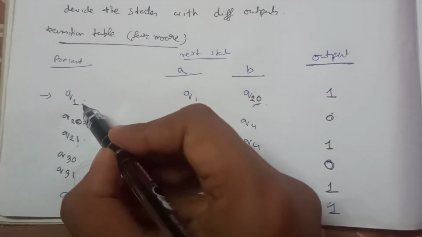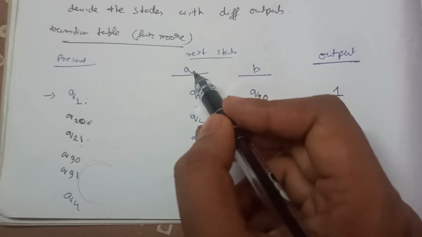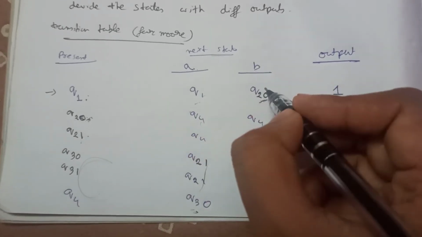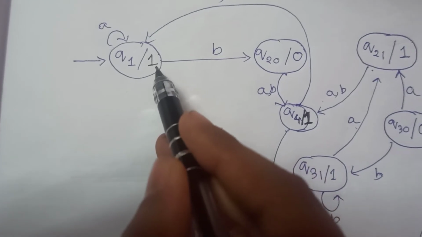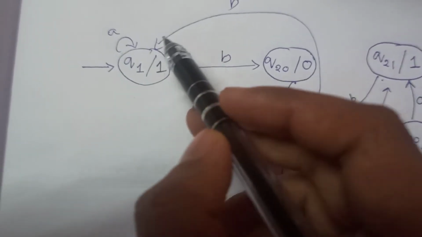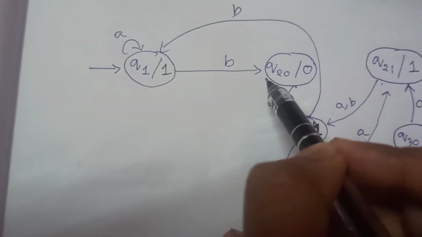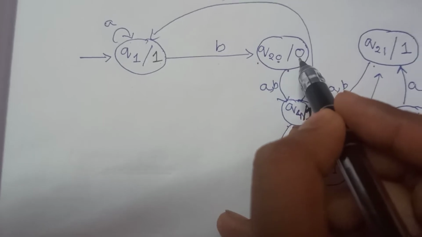So first we will draw state q1, and from q1 for input symbol a it will remain in q1, for input symbol b it will go to q20. The output for q1 is 1, and q1 is our initial state. And what is the output of q20? Obviously this 0 is the output, so the output will be 0.